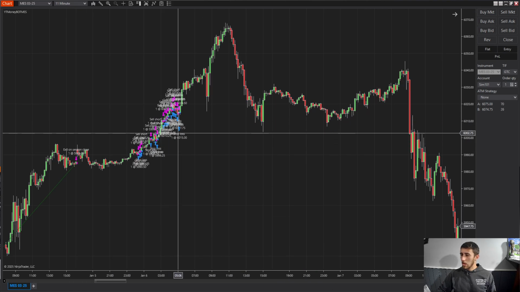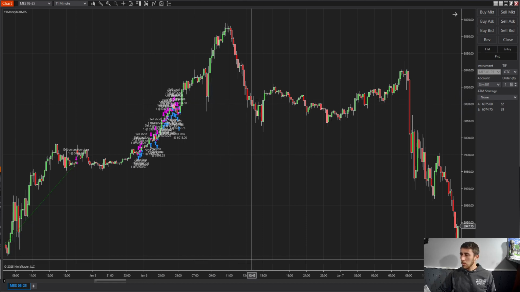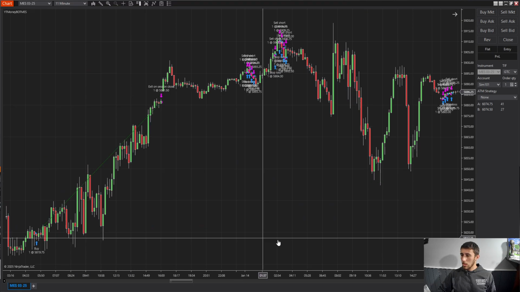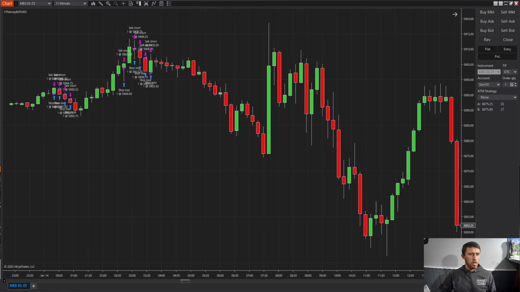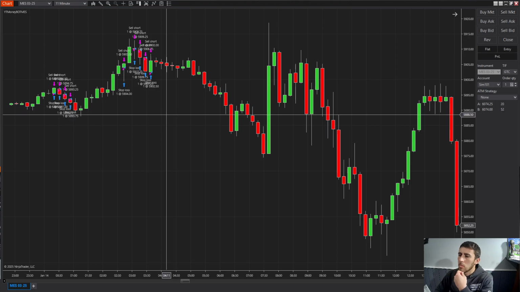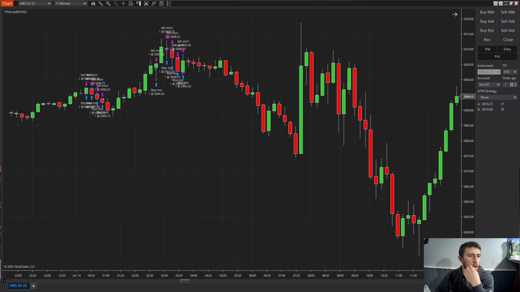Okay, this should not be happening. So we have something wrong here. But besides that, so it looks like it's happening, our shorts are hitting stop loss right away. Okay.